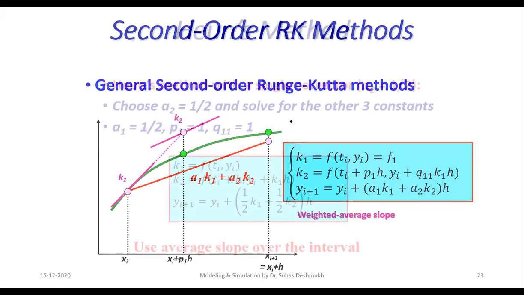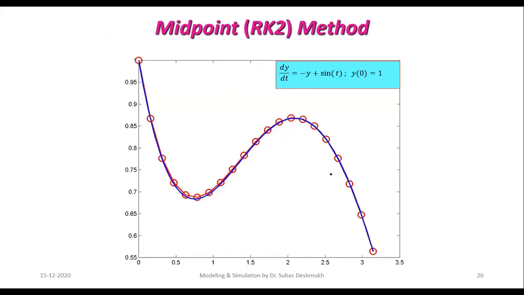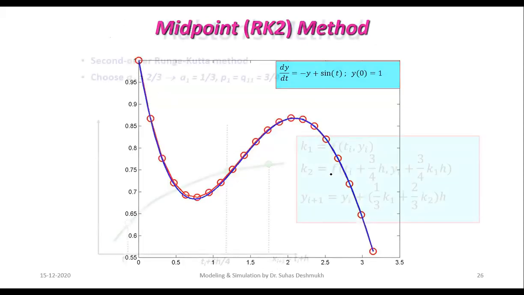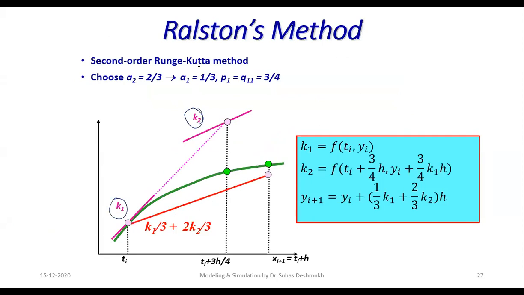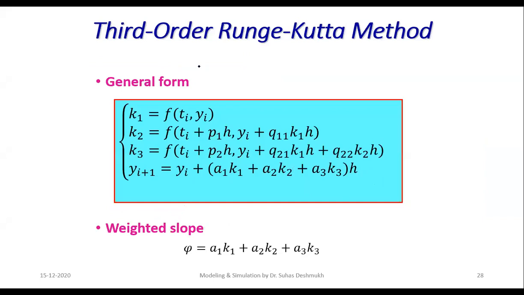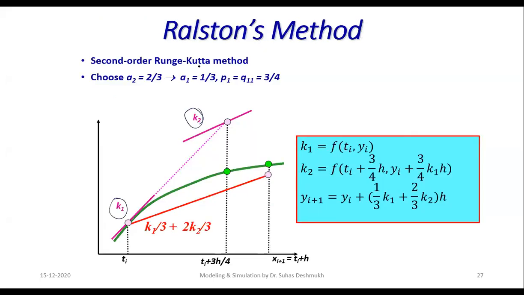And you will get a better trace in this. Similarly, you can have another method, the Ralston method, where the middle point you are going to take is nearer to the output point or next point. I can give a K1 here, then I'm going to determine K2. One-third weightage will be given to this slope, two-third weightage will be given to this slope, and it will be determined. And you will get a general form of it. So that is the way you can have multiple methods.